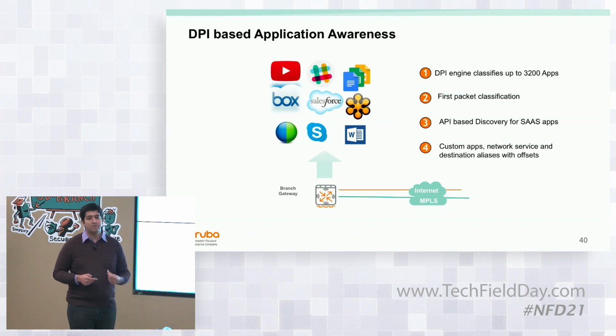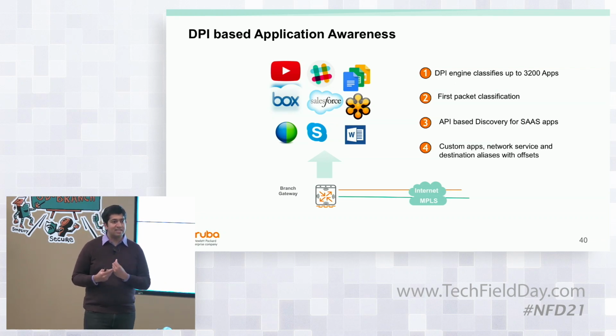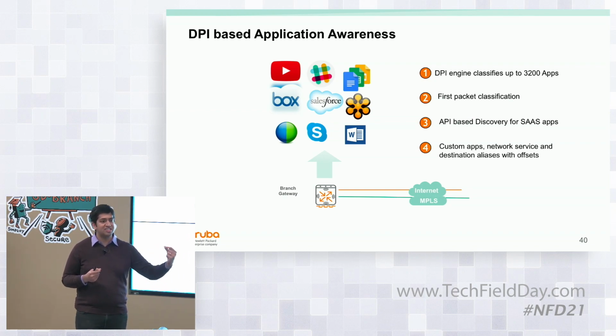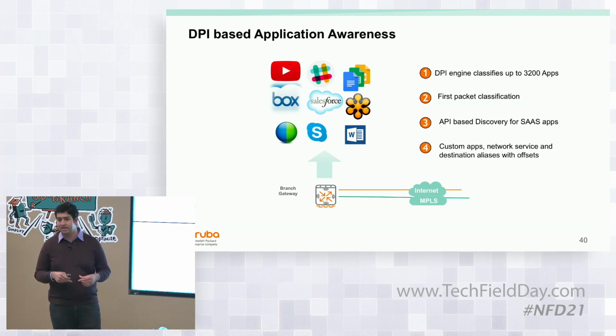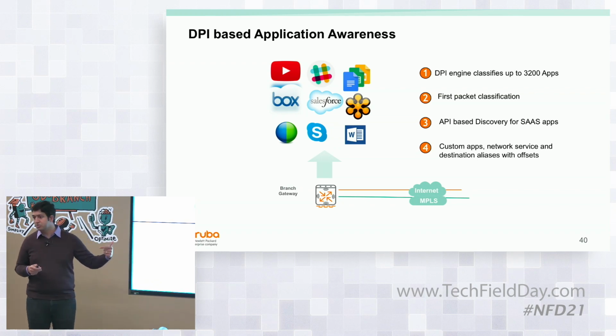The next is API-based discovery for SaaS services. The key example here is Office 365. And they have exposed APIs for us to figure out as they update IP addresses for a certain service. I can figure out, okay, SharePoint in this region has changed their IP address range. I can update my database to say that this IP address belongs to Microsoft Office 365. This is SharePoint. This is Teams, so on and so forth. And I could classify the application traffic very, very rapidly.